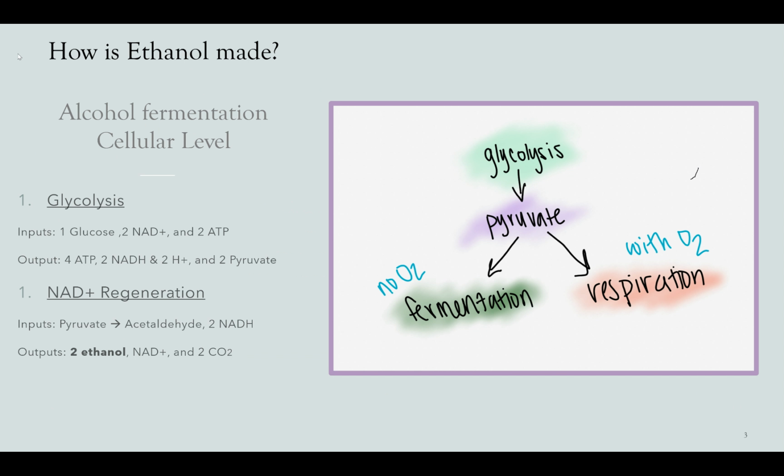How is ethanol made? Alcohol fermentation at the cellular level. So glycolysis creates pyruvate, and it can either go to fermentation or respiration depending on oxygen. So after glycolysis, the NAD regeneration: pyruvate turns to acetaldehyde, and there's 2 NAD inputted, and the outputs are the 2 ethanol, which is super important, and then NAD plus and carbon dioxide.